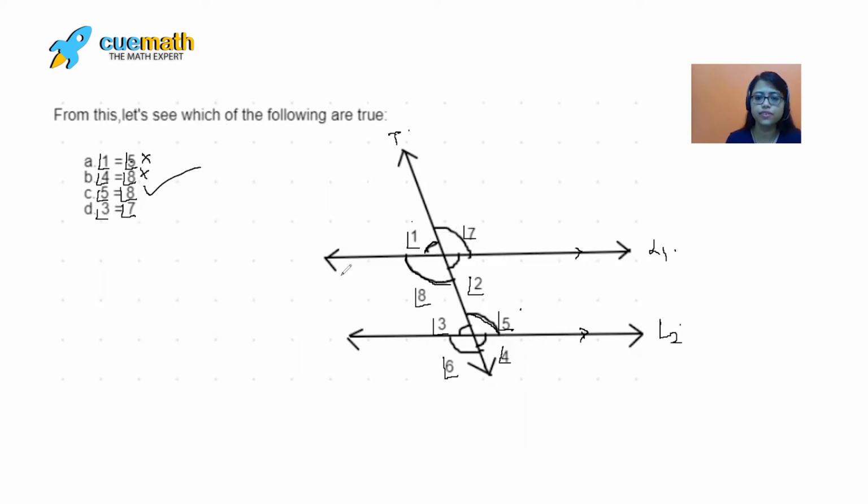Angle 3 and angle 7, do they form any relation? I don't think so. They are not forming any alternate interior or alternate exterior. You don't find them forming co-interior or corresponding, nothing. There is no relation existing between them. So definitely this is wrong. Yes, this was quite exciting. Hope you all have enjoyed this question. All right, then let's go ahead.